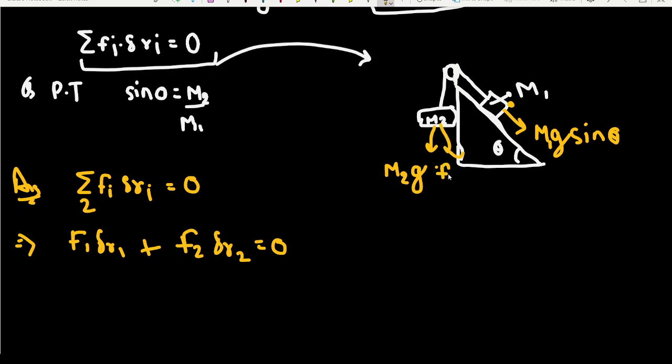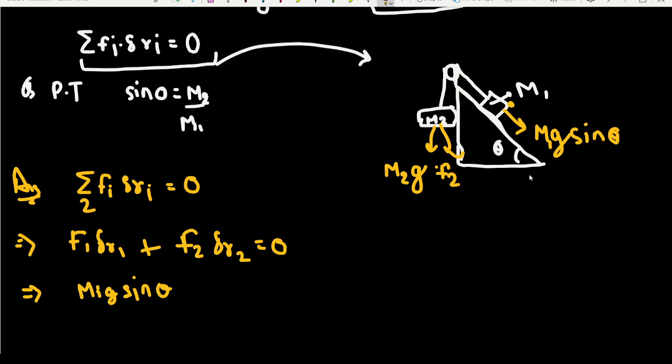This is the downwards F2 force, let's say, and this is the F1 force. Now let's solve F1 δr1 plus... F1 we can write as m1 g sin θ. Know why sin θ? You can draw the FBD.